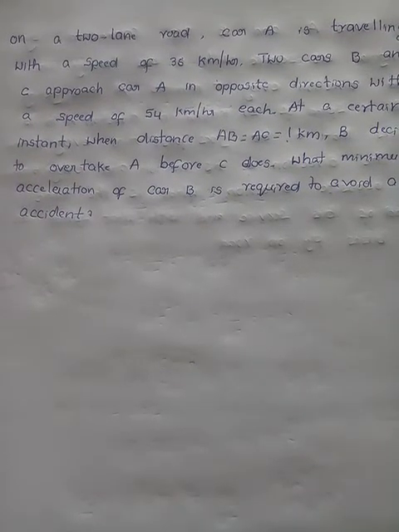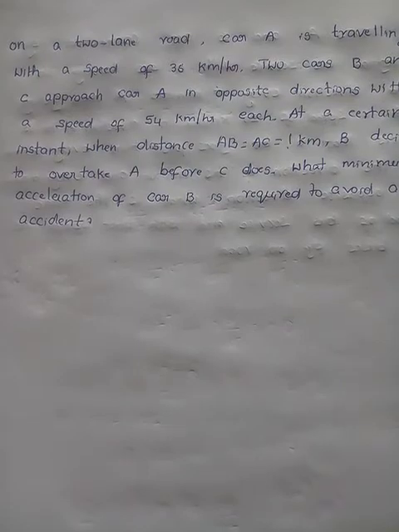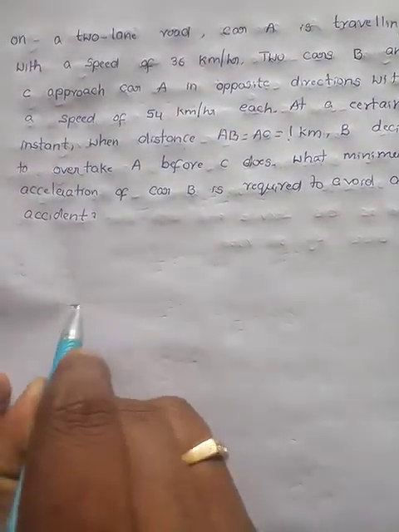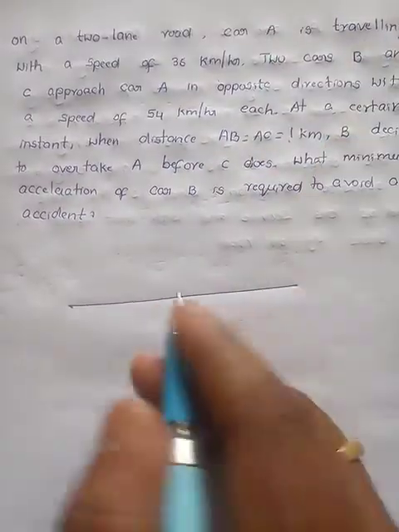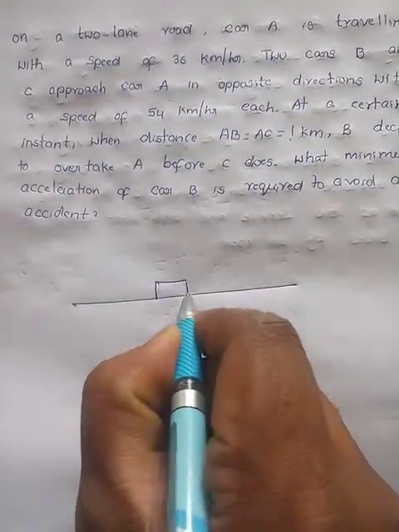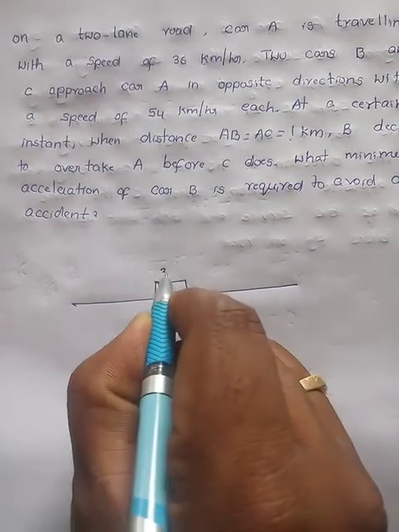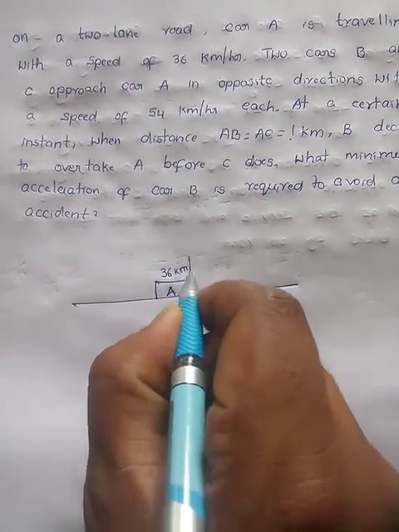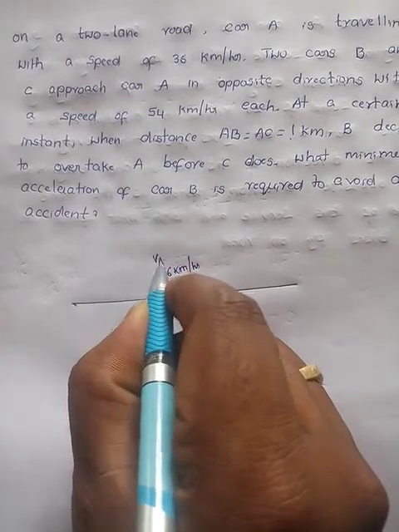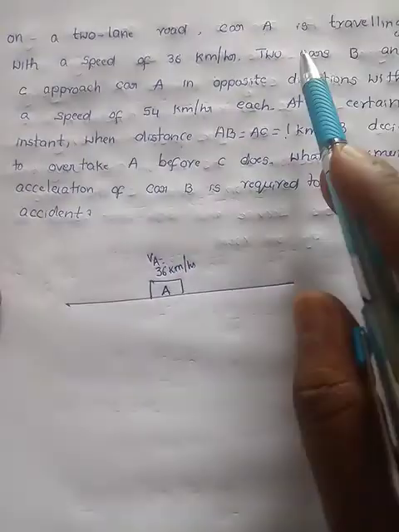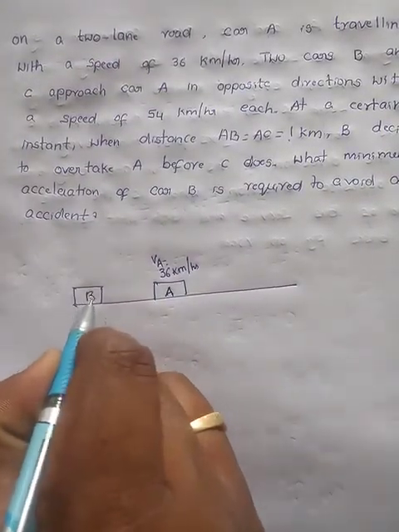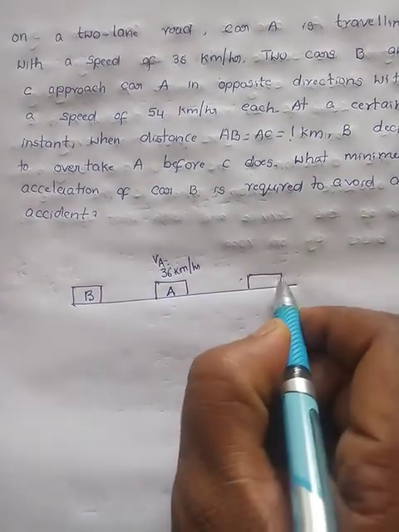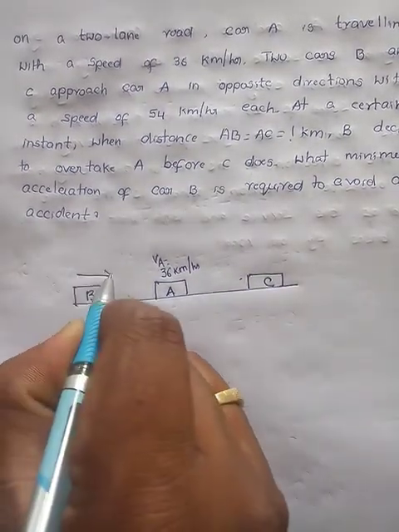See, with our problem we are going to avoid an accident. What is the question? There is a two-lane road. Assume that this is a two-lane road. Here A is travelling, this is A. It is travelling with a speed of 36 km/h happily. Now what happens? Two cars B and C approach car A in opposite directions, this is B and this is C. So B is coming in this direction.